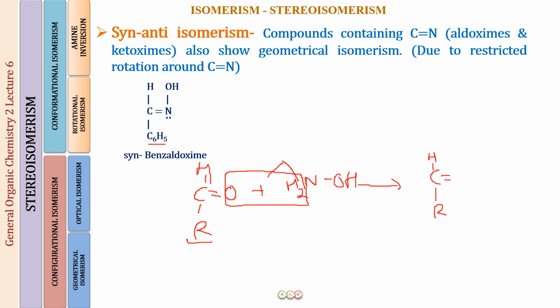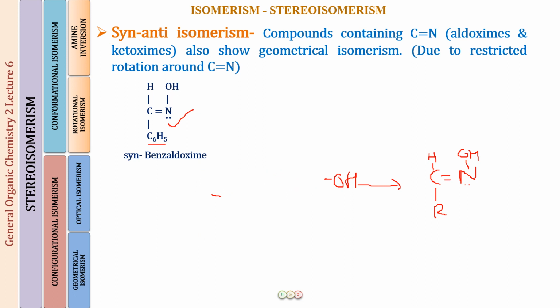The mechanism I'm not teaching you. I'm just teaching you how you're going to write this formula and remember this. Okay. So we now have a nitrogen, and on the nitrogen, what is left behind? An OH group. And the nitrogen has its lone pair of electrons. So you can see this is a resemblance to the structure. Okay. So I hope now you will remember how you're going to make this structure. And then you can show the Syn-Anti isomerism in it.